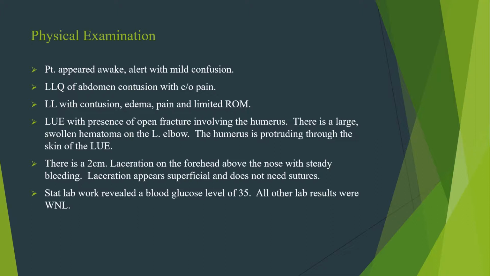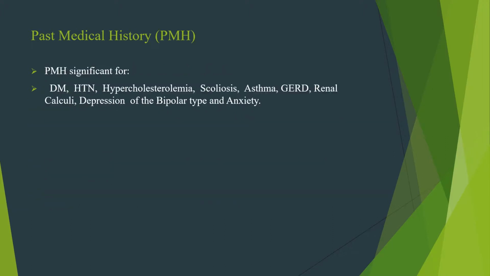In the ER, when we took the dressings off, it did appear that he had a 2-centimeter laceration on his forehead above the nose with some steady bleeding from that. However, the laceration was superficial and did not need any sutures. We did some stat lab work in the ER, which revealed a blood glucose level of 35, and his other lab results were essentially within normal limits.